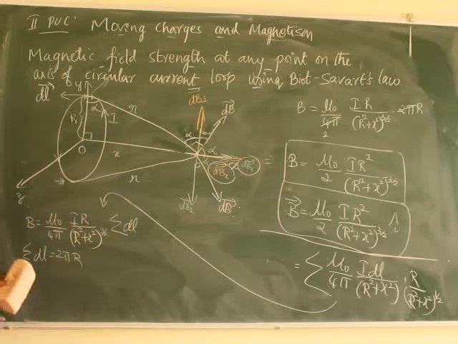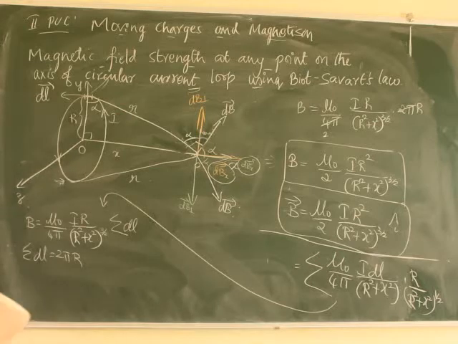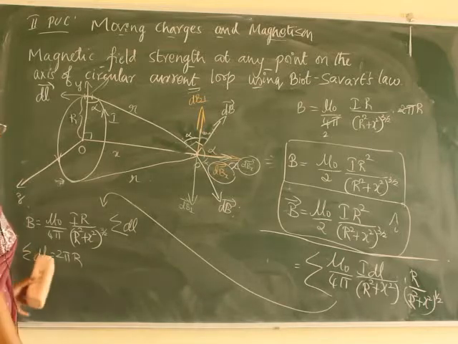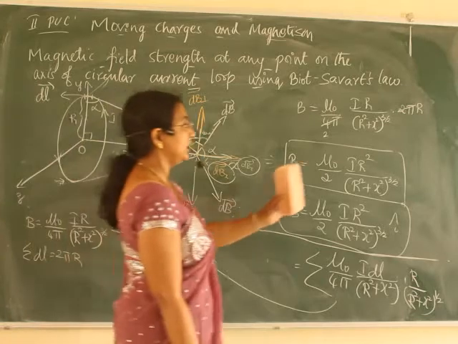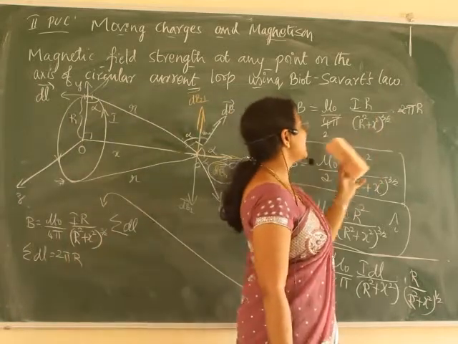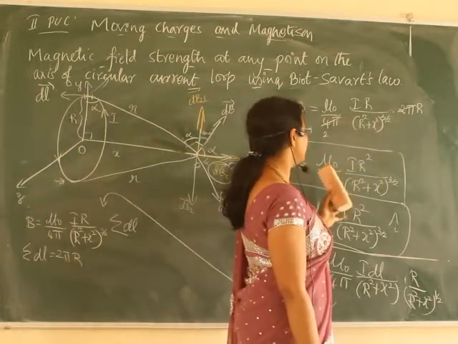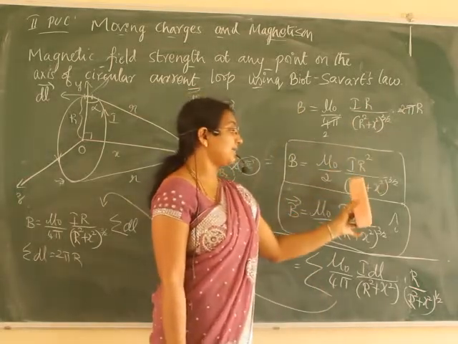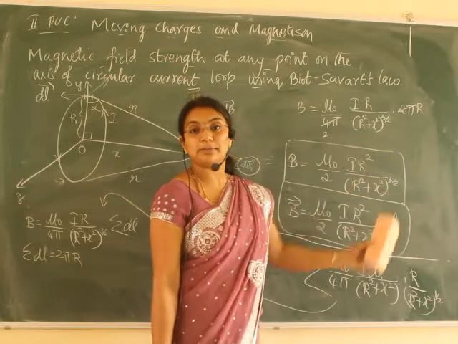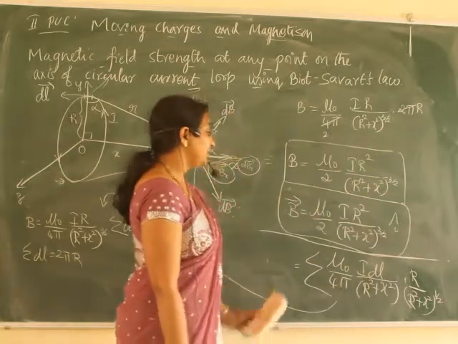This dl is for the entire circumference of the circle we are speaking about. So therefore I can write summation dl is equal to 2 pi r. When we substitute that here, 2 pi gets cancelled, the twos get cancelled, therefore what is remaining? B is equal to mu naught by 2 I r square by r square plus x square to the power 3 by 2.